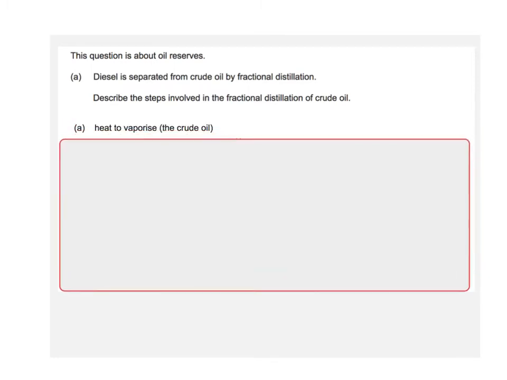So the first mark is to say that you need to heat the crude oil to vaporise it. And vaporise means to start turning into a gas. If you remember, there was the specific latent heat of vaporization. That's what we're looking at. We're looking to see how much energy is needed to turn them into a gas.